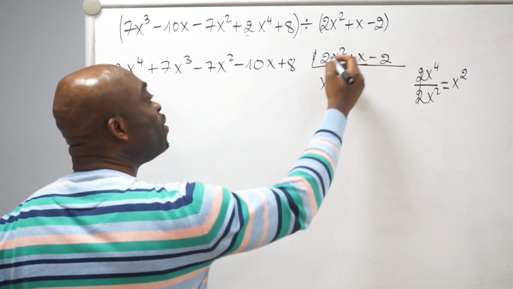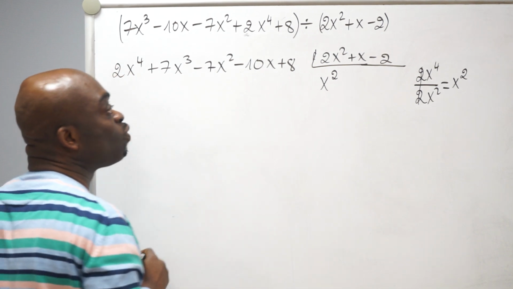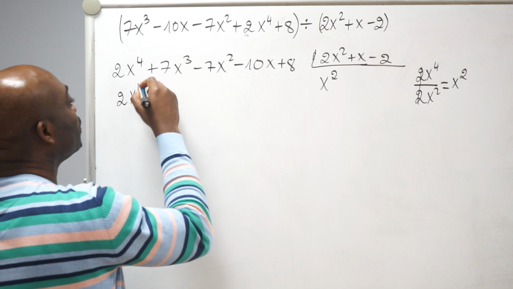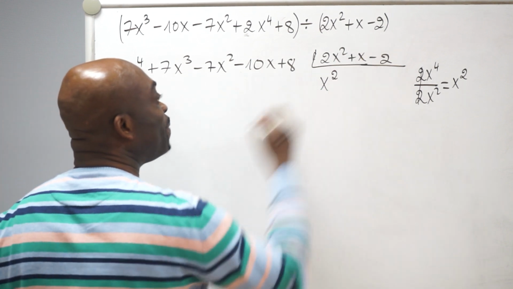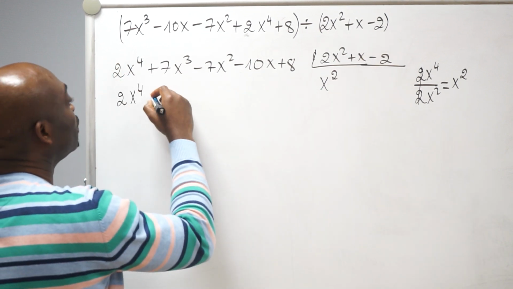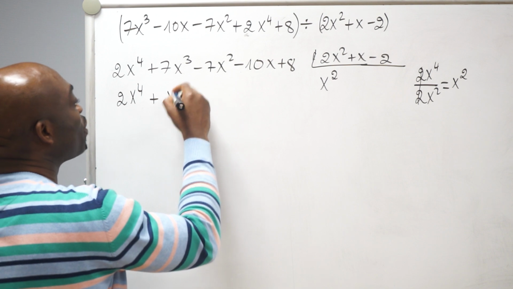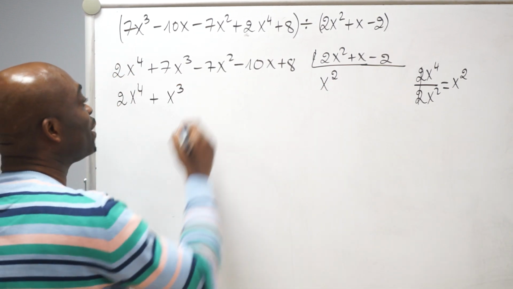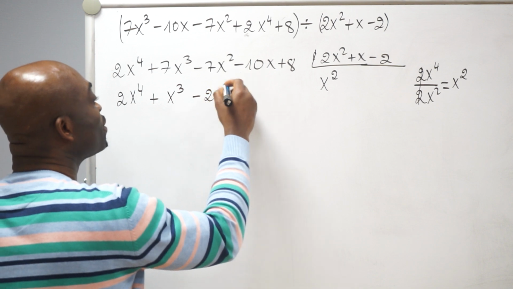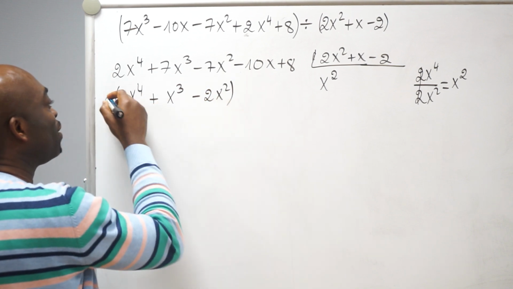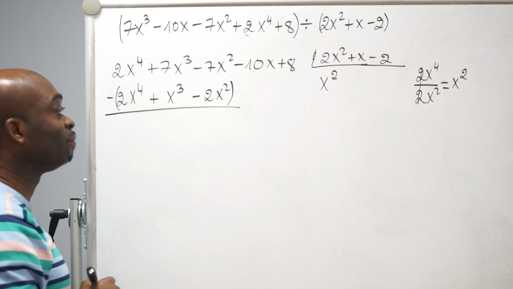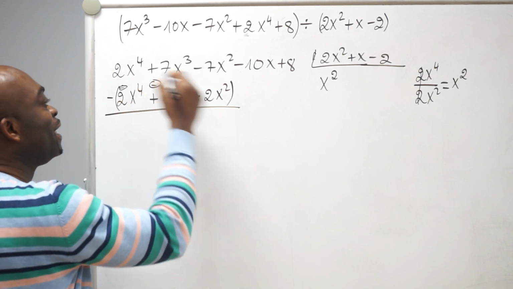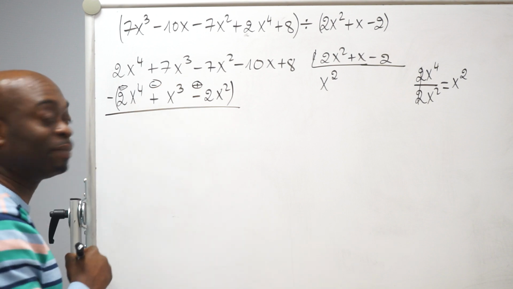Now we take it and multiply the whole divisor, and the answer goes underneath. So x to the second power times 2x to the second power gives us 2x to the fourth power, okay? Then x to the second power times x gives us x to the third power. And then x to the second times negative 2 gives us negative 2x to the second power. Then once we have that, we have to subtract it, so the signs change: this one negative, this one negative, this one positive, all right?